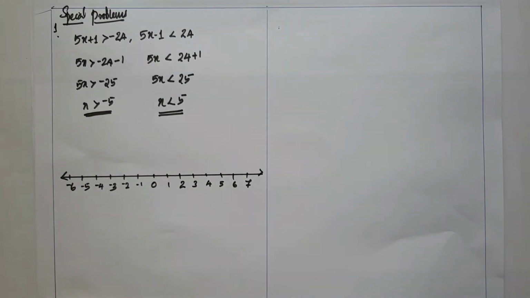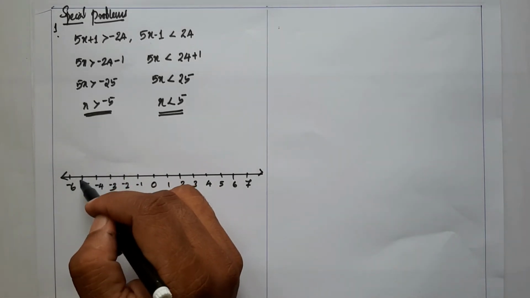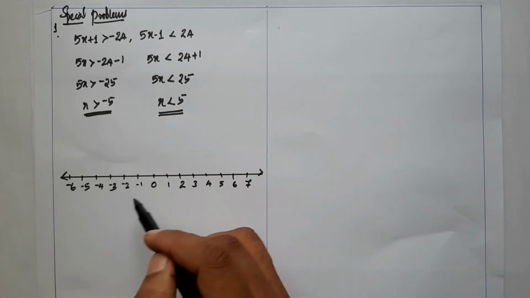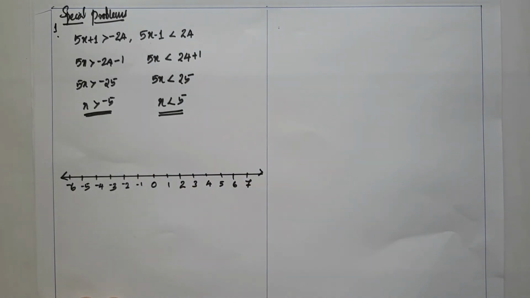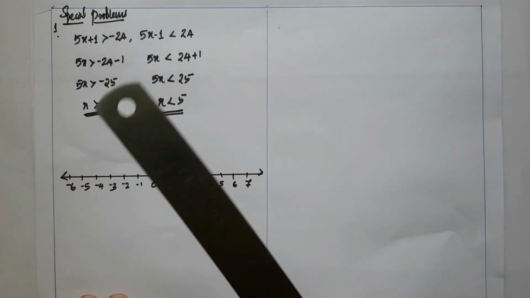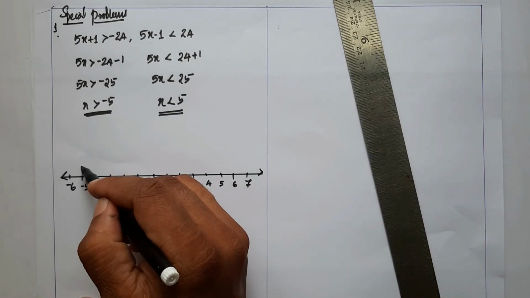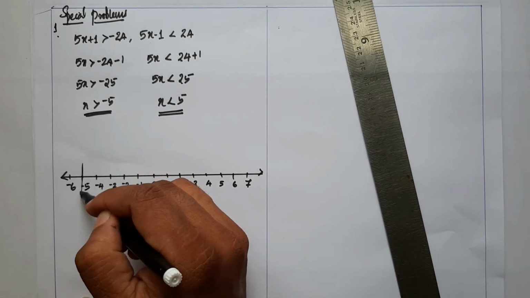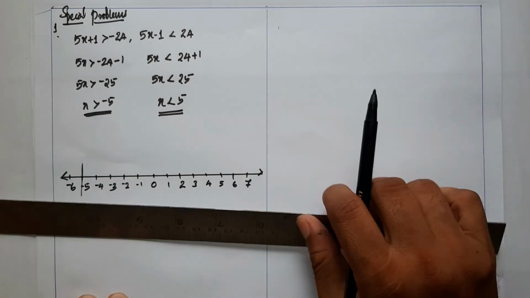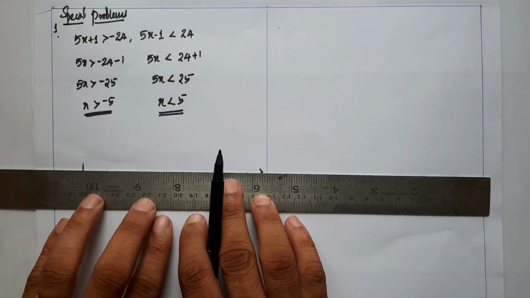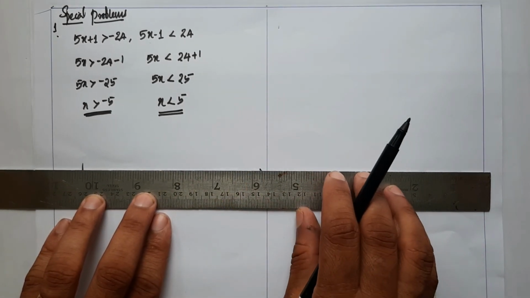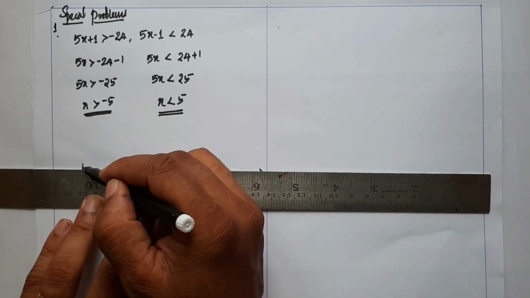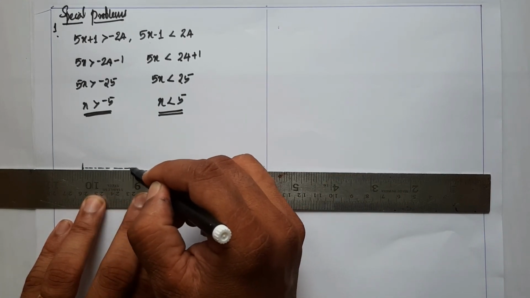x greater than minus 5. x greater than minus 5 means we form a line above the number line representing x greater than minus 5. Using a dotted line, we form x greater than minus 5.